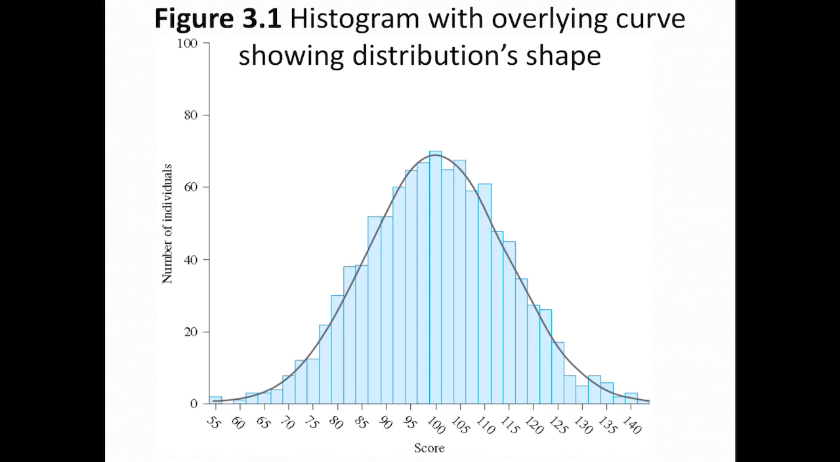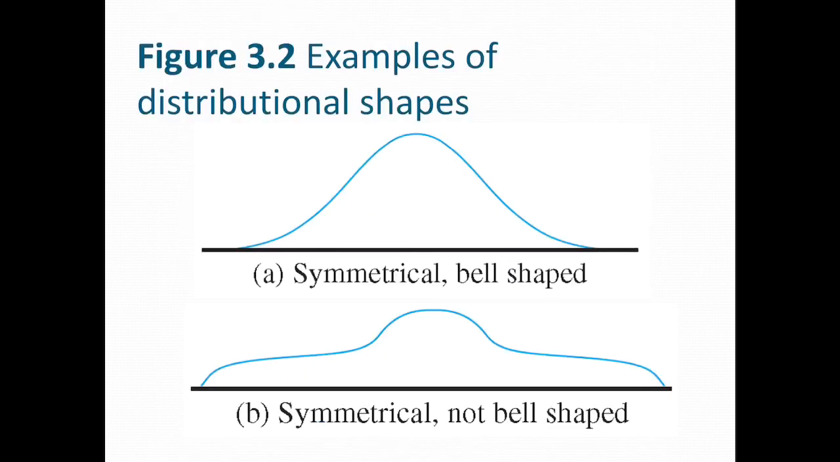When you have a histogram with an overlying curve showing the distribution shape, so here's a histogram, right? This is the number of individuals and what probably appears to be an IQ score or some sort of standardized test score. And what you can see is you have a normal distribution or a bell-shaped curve, which is going to be symmetrical, right? Symmetrical meaning if you were to cut it in half, it's going to be even on both sides. Sorry, my lines aren't very straight. It is what it is. I'm horrible at drawing. But nonetheless, it's symmetrical, even on both sides.